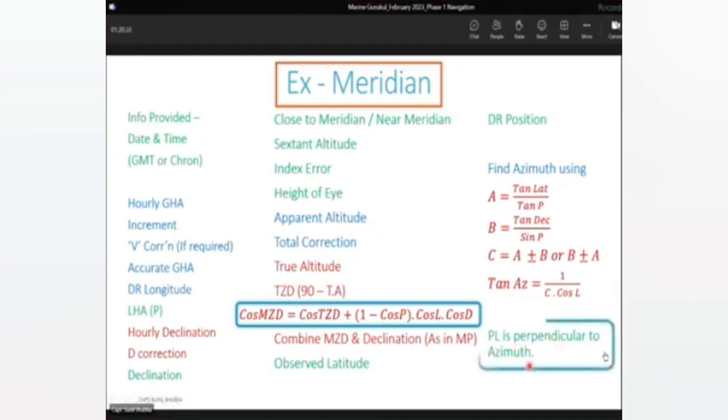So we have obtained the azimuth and we have obtained the observed latitude. These are the two data items which are required to plot the position line. Once these two are known, we can plot this PL on the chart or in our plot. So beta, you have the complete method now, right from beginning to end. So let me know any doubts coming in.